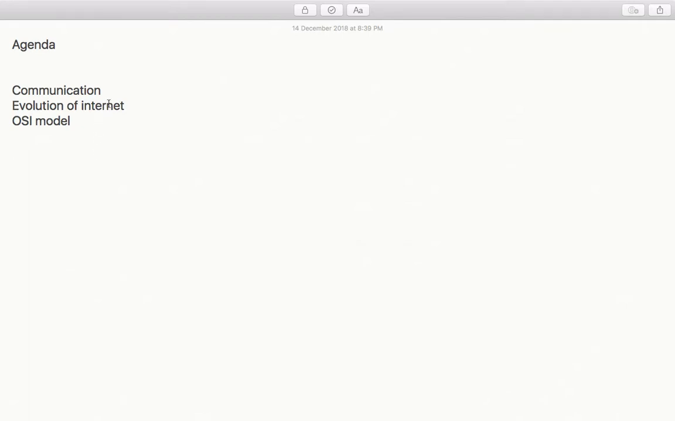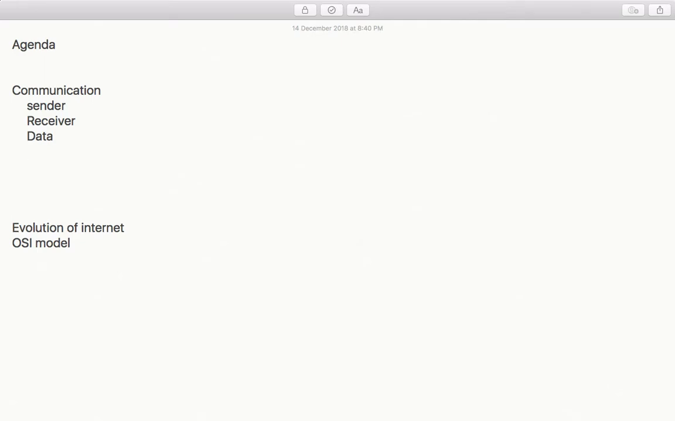So the very first one, what is communication? What are the five basic entities that are required in order to have proper communication? As we all know, in order to have any communication, at minimum we require two things. One is the sender and another one is the receiver. Other than this, we require the data that needs to be communicated between the sender and receiver.